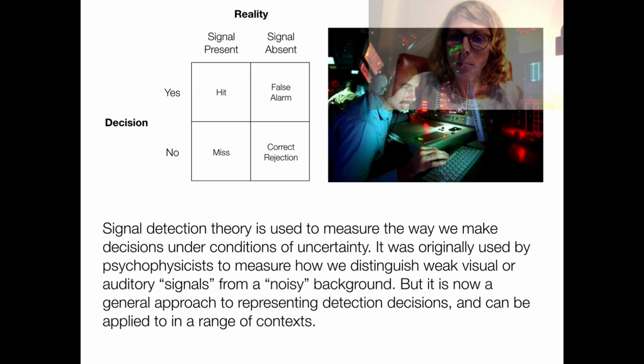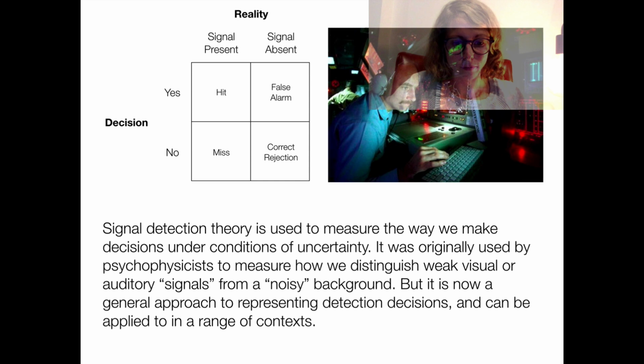We have reality on the top, so the signal is either present in reality or it's not. And then we have the human decision on the left. So the human either says that there's signal present or that there's no signal present. Right? So we have 2 different ways of being right. We can say that the signal is present when it is, or we can say that the signal is absent when it is. And we also have 2 different ways of being wrong. We can say that the signal is absent when it's present. So a miss, we've missed that the signal is present. And we can say that the signal is present when it's actually absent, which is a false alarm or a false positive.